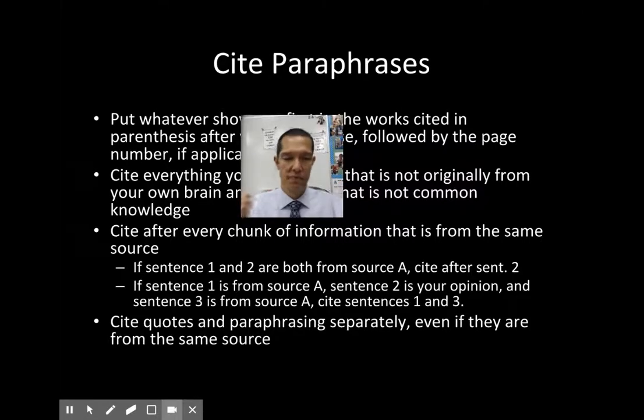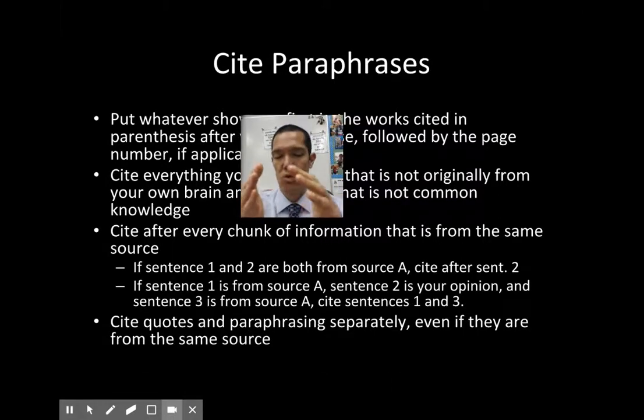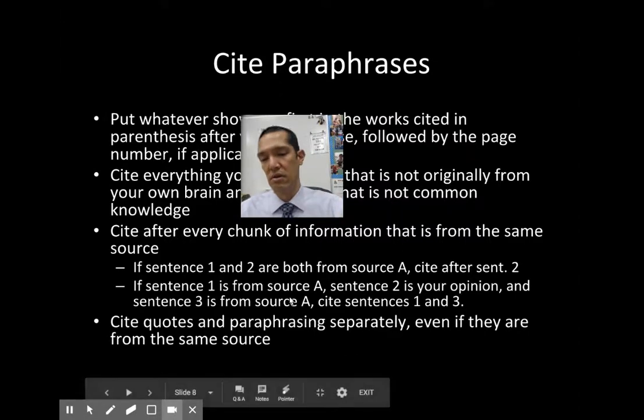That's amazing. In any case, cite quotes and paraphrasing separately, even if they are from the same source. So if you have back-to-back sentences, one is paraphrasing and one is quoting, you have to cite both of them, even though they're back-to-back. 2 sentences back-to-back that are both paraphrased, just cite the second source. If you have a paraphrase sentence from source A and then followed immediately by a quote sentence from source A, you have to cite them both in parentheses. Okay.